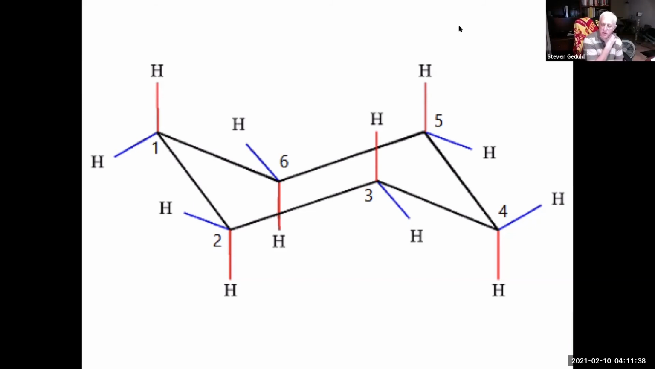And this is a chair structure. If this were a boat, this end right here would swing up, and then you get interference between these two. Okay, so your chair formations are more stable. Boat formations are least stable. The axial hydrogens are either above or below the plane. The equatorial hydrogens are in the same plane as the ring structure.